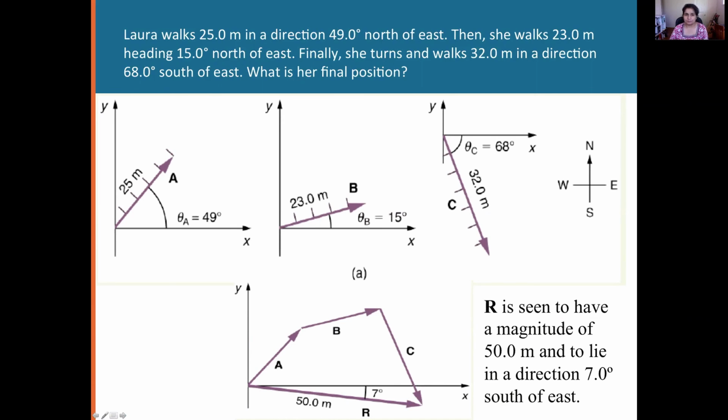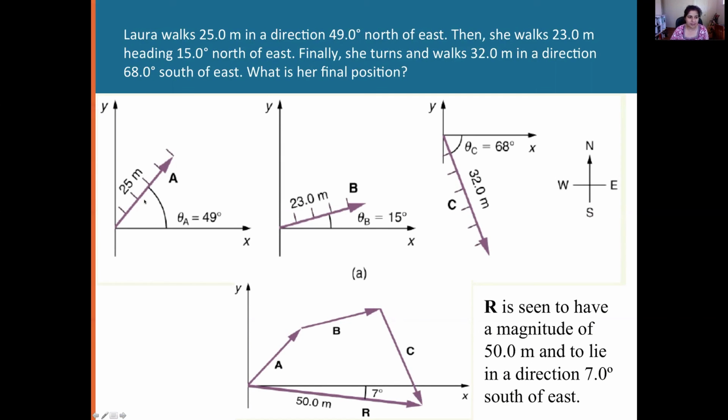So she first walks 25 meters in a direction 49 degrees north of east. So here is east. We're going to make that our x direction. So I'm going to translate from here to my coordinate frame, where I'm going to say she starts at the origin. So I'm going to put my origin right where Laura is, and she starts walking. This direction is east, this is north, and everything else is set.